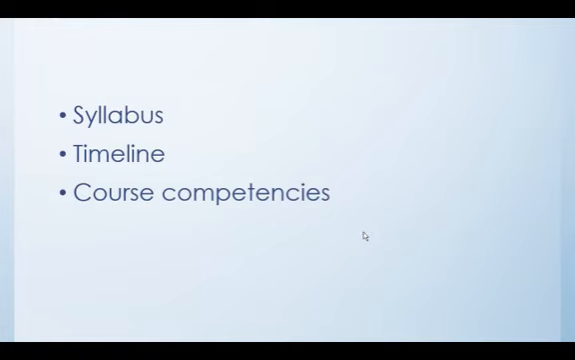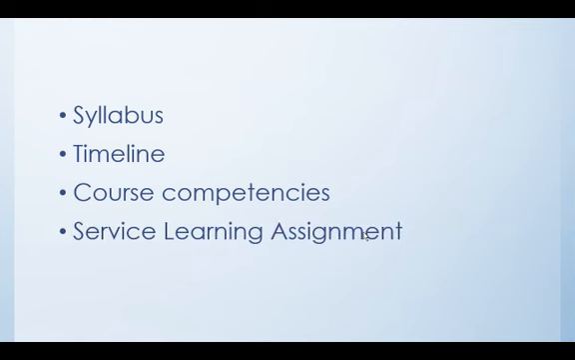Today we're going to go through the syllabus, the timeline, a quick review of the course competencies, and then I'm going to talk about the service learning assignment that you're going to be completing. So you may want to take some time and print these documents out so you have them in front of you as we go through them.